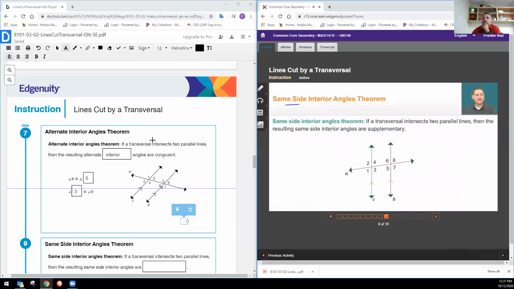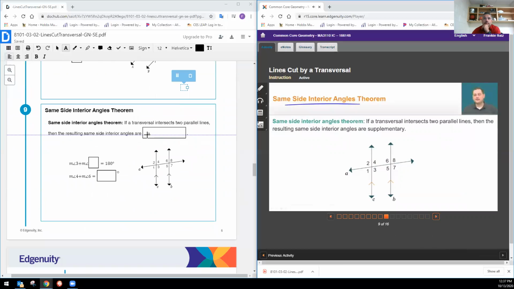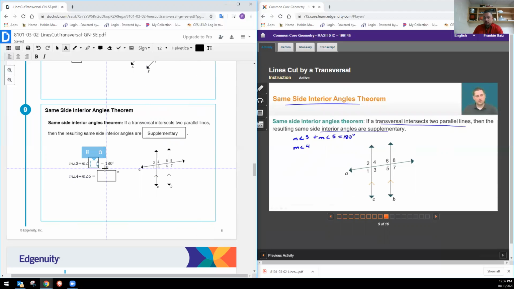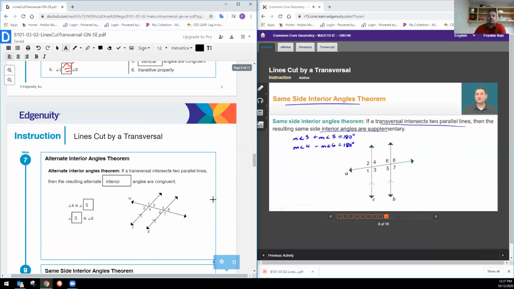Here we have the same side interior angles theorem. And this states that if a transversal intersects two parallel lines, the resulting same side interior angles are supplementary. So looking at my diagram, I can notice the same side interior angles 3 and 5. Because they are supplementary, their measures will add up to 180 degrees. We could say the same thing about angle 4 and 6. So the measure of angle 4 plus the measure of angle 6 also will add up to 180 degrees. Now let's go ahead and prove the same side interior angles theorem.